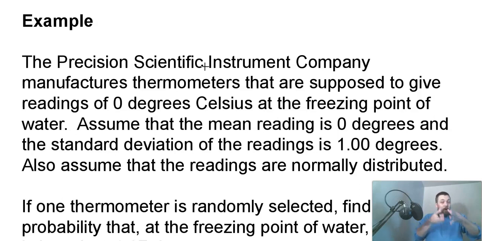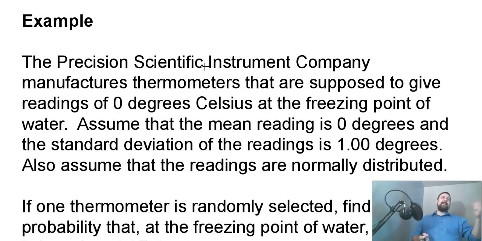So if the thermometers are working properly, then the thermometer should read 0 degrees when water is at the freezing point. Assume that the mean reading is 0 degrees for their thermometers, so their average reading is 0, like it's supposed to be, and the standard deviation of the readings is 1 degree. So there's some variation. The thermometers don't always give the exact right reading. They might be a little bit off, but that can be okay. Now this is supposed to be precision scientific instruments, so probably that's not okay.